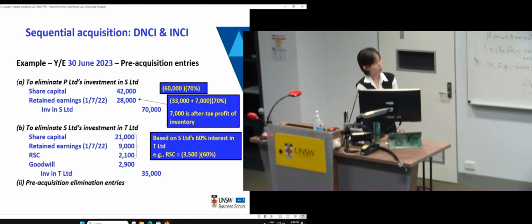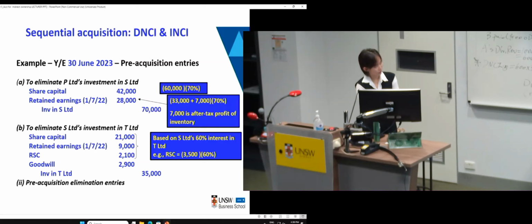Okay, so if you look at our pre-acquisition entries, to eliminate P's investment in S, we start with crediting the investment in S. This is based on the cost of acquisition P paid, right, to acquire 70% interest in S. Okay. Then we are going against P's portion of S's pre-acquisition share capital and retained earnings. So as at acquisition date, share capital balance is still 60,000, doesn't change. And pre-acquisition earnings has now been increased to 40,000 due to the transfer made from the RSC balance to the pre-acquisition retained earnings of S Limited. Now 40,000 times 70%, that is P Limited's share, right? Need to be eliminated to avoid double counting.